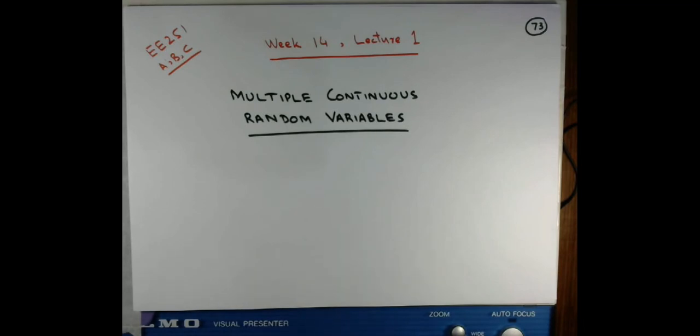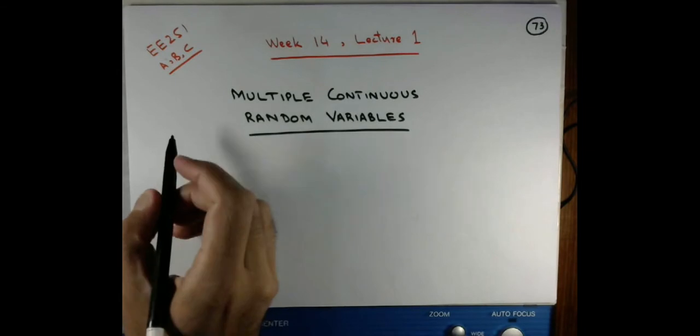Dear students, I'll start lecture number 1 of week number 14, and in this lecture we'll start a new chapter about multiple continuous random variables. We have already discussed a single continuous random variable, so we'll extend those concepts to more than one continuous random variable. First, I'll take two continuous random variables together and discuss a few topics, and then we'll try to generalize our expressions to more than two continuous random variables.